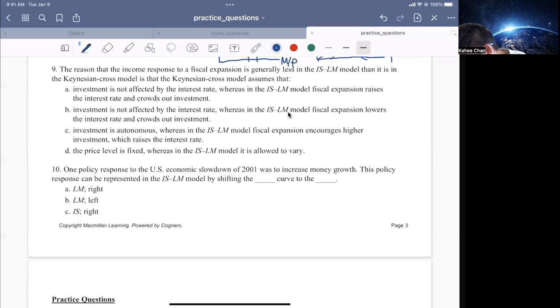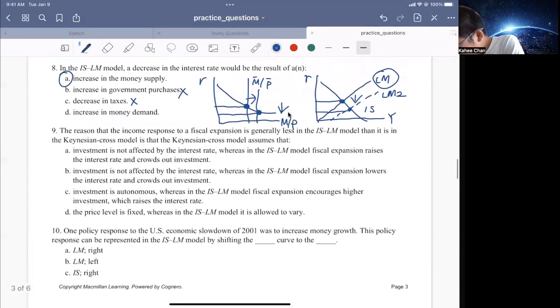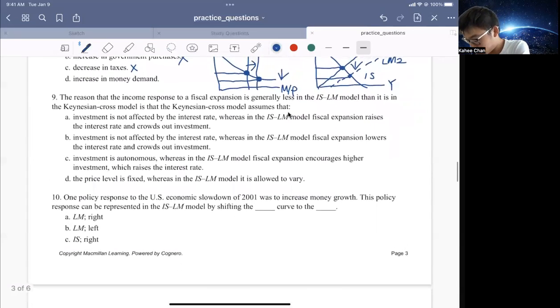So A is the answer, an increase in the money supply. The reason that the income responds to a fiscal expansion is generally less in the IS-LM model than in the Keynesian cross model is that the Keynesian cross model assumes that blah, blah, blah. So I don't have space, I'm going to write that.